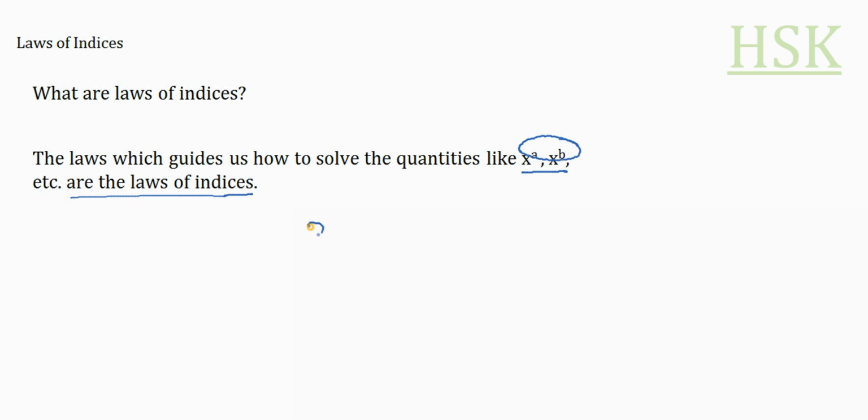Suppose we have to multiply x to the power of a and x to the power of b, or divide them, x to the power of a upon x to the power of b. So how to do it? We study under the laws of indices.